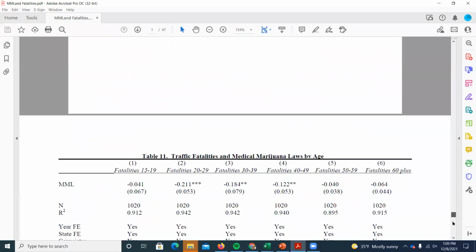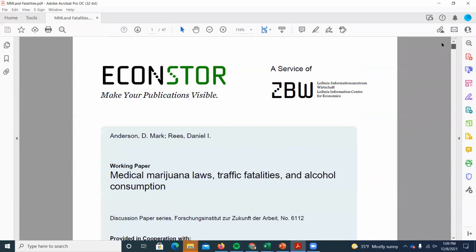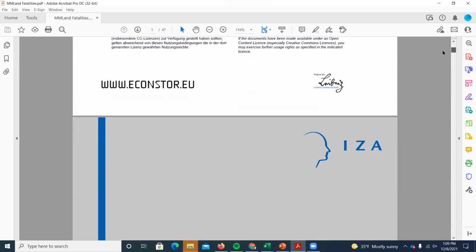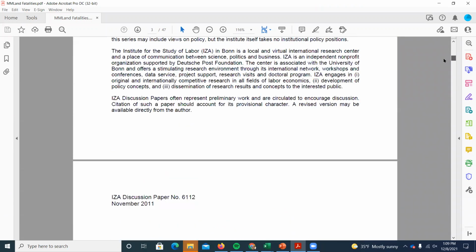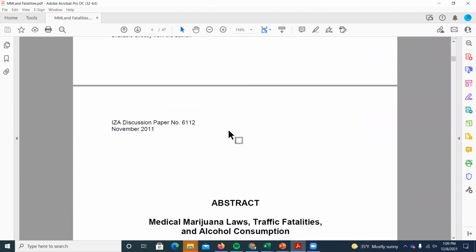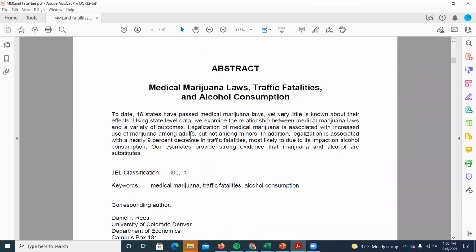And a sneak peek, we'll go all the way down. This is how I usually read papers. Where's their abstract? Here it is. Read their abstract. So they're saying, okay, we're using state level data, looking at the relationship between medical marijuana and other outcomes. Looks like it's increased marijuana use among adults, but not minors.